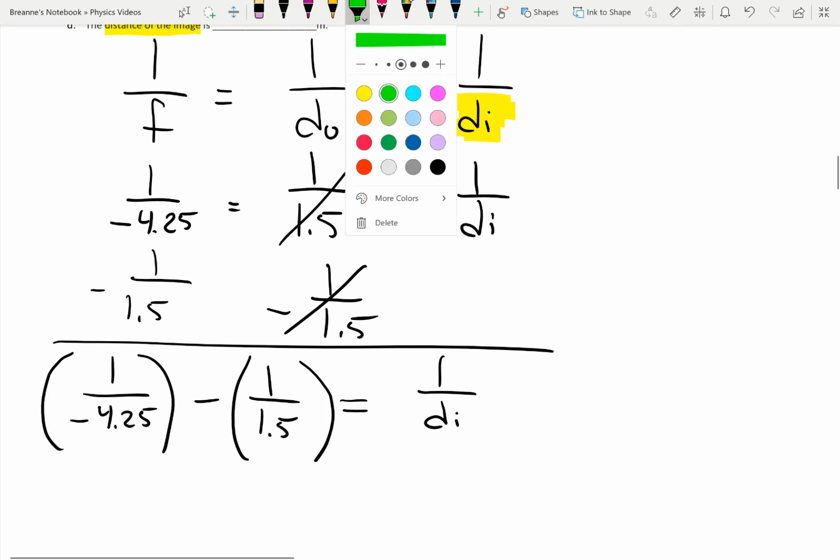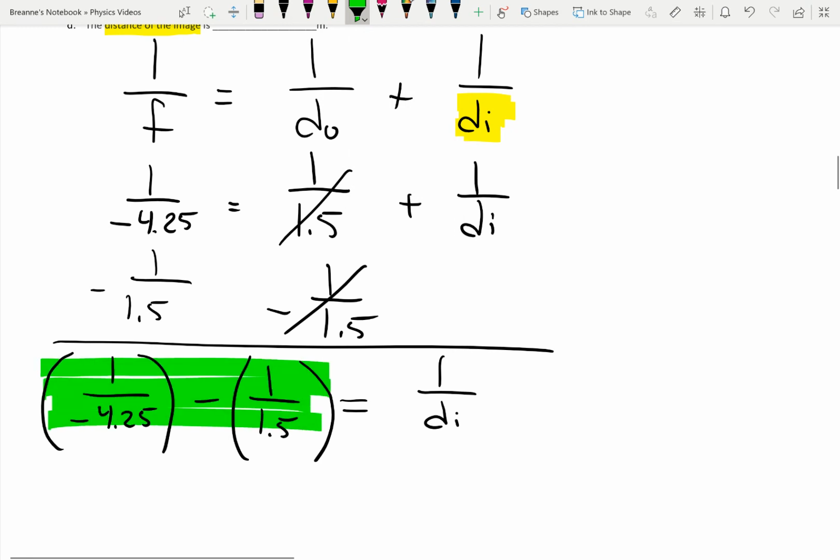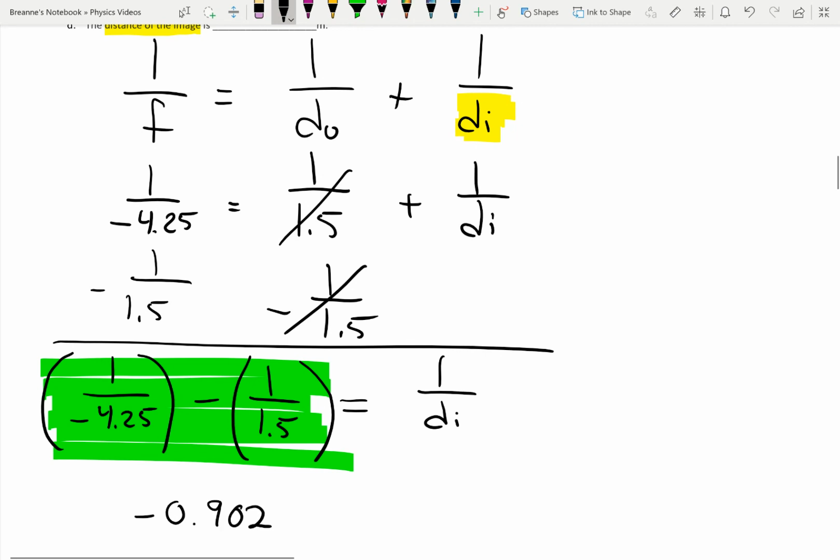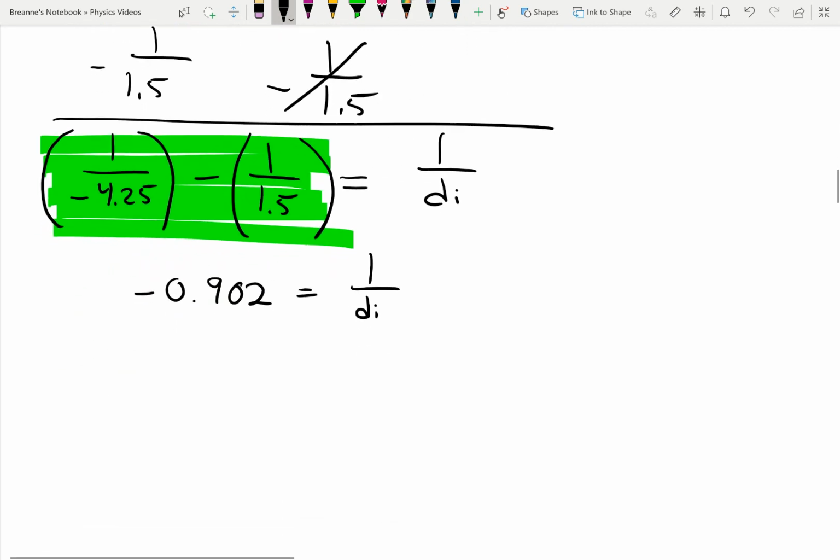So you can just plug that into your handy-dandy calculator: parentheses, 1 divided by negative 4.25, in parentheses, minus parentheses, 1 divided by 1.5, in parentheses, equals. And that gives you a negative 0.902 equals 1 over di. Now, you're not done yet because we're looking for di, not 1 over di.